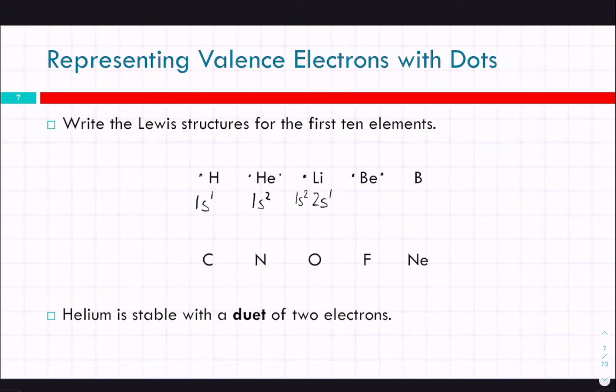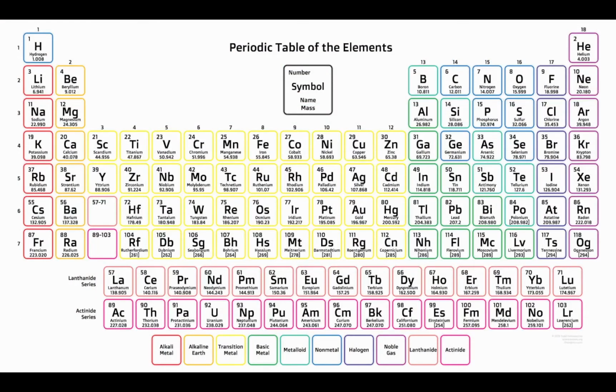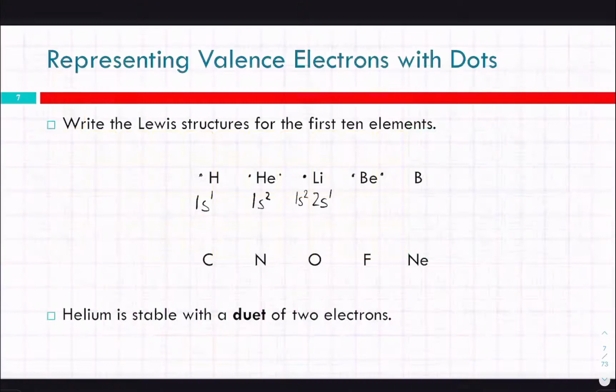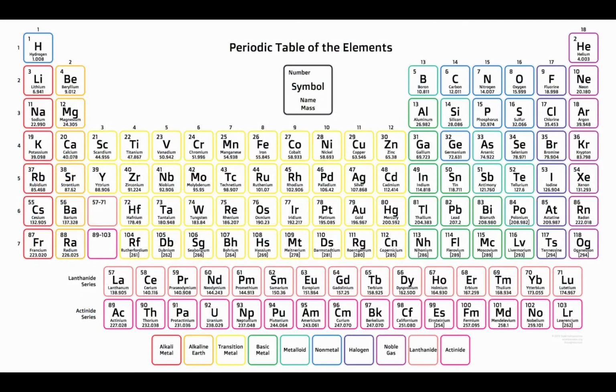How many valence electrons does boron have? 3. Okay. So it is in column 3A. So boron has 3. Carbon has 4.